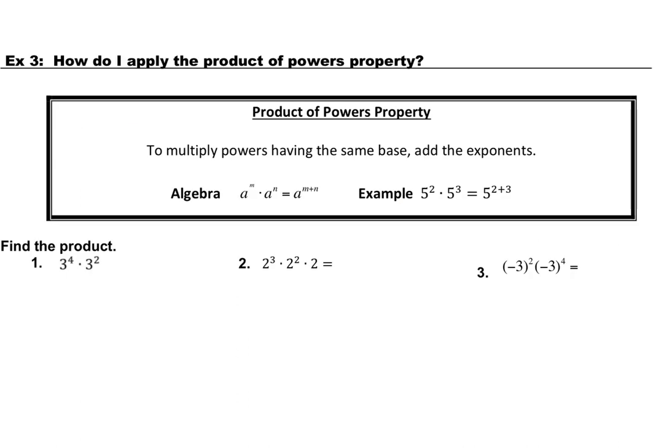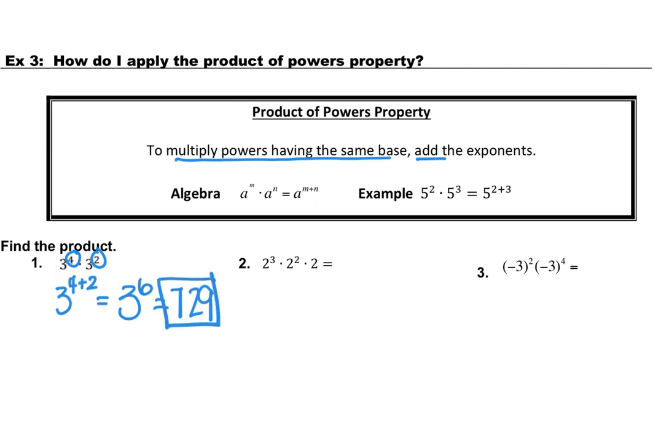All right, example number 3, how do I apply the product of powers property? So what that means is basically we're multiplying the exponents. So when you multiply powers having the same base, we're going to add the exponents. So if I have 3 to the fourth times 3 squared, we would have 3 to the fourth plus 2, giving you 3 to the sixth power. So basically what we're doing is we're adding these exponents right here. For question number 2, and then this is 729.